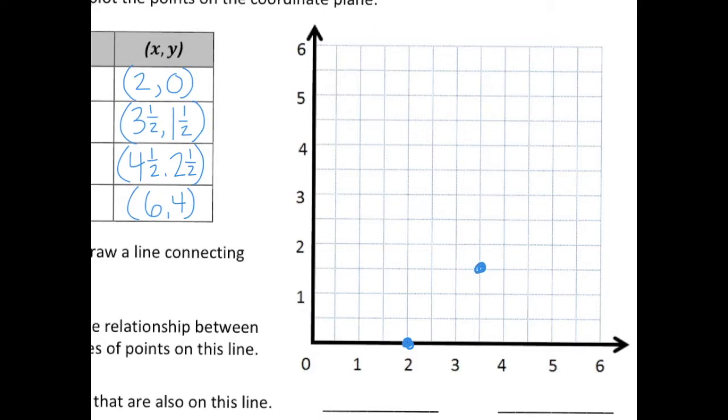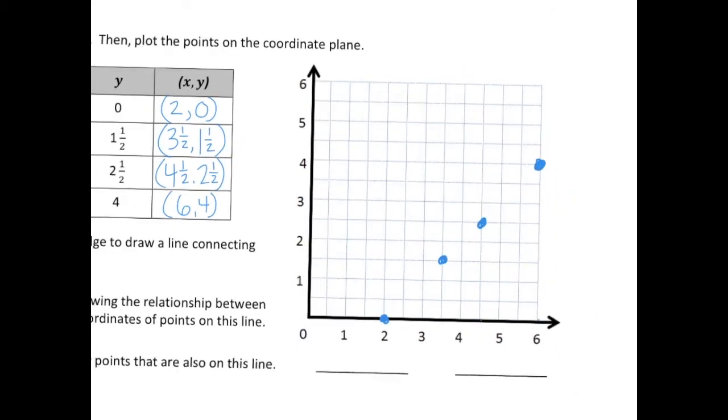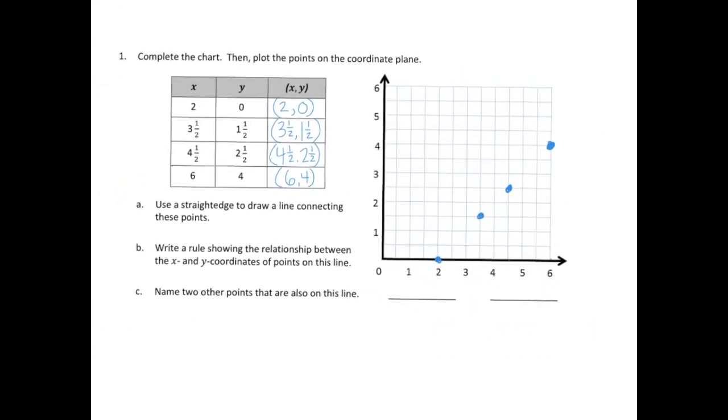Next I have 4.5, 2.5, so go over to 4.5 on the x, up to 2.5 on the y. And finally I have 6, 4, so I'm going to go 6 on the x-axis and 4 up on the y-axis. So I've plotted the points on the coordinate plane. Now I'm supposed to use a straight edge to draw a line connecting these points. I'm just going to go ahead and draw it as straight as I can. If you have paper, you can draw it with a straight edge.